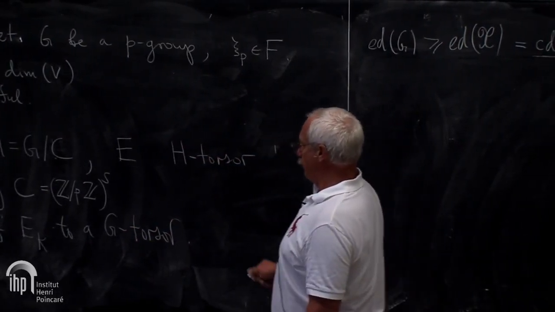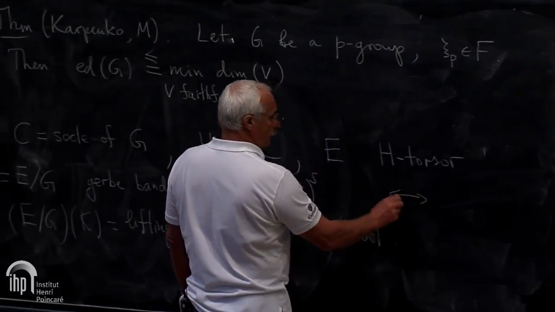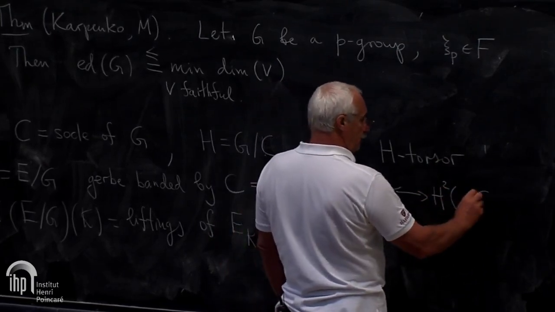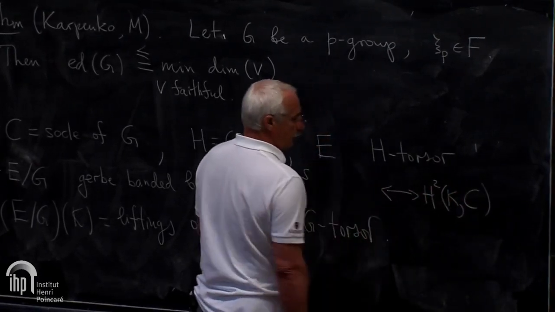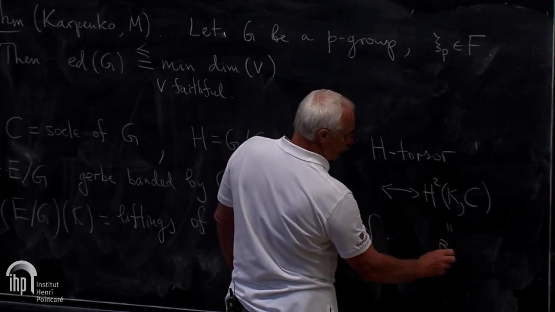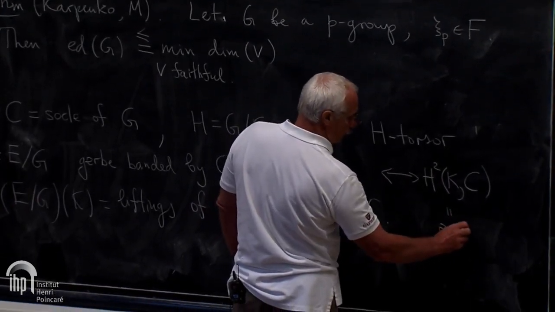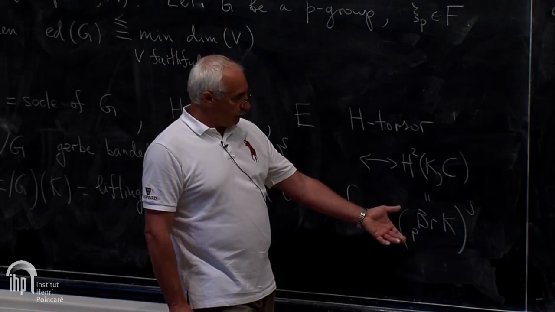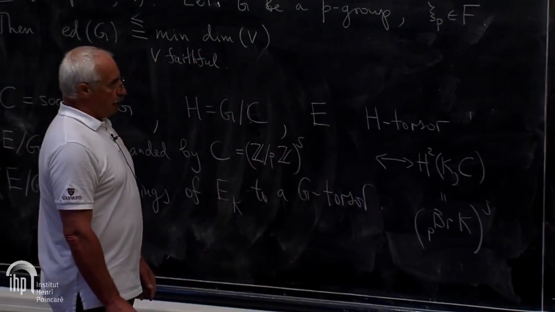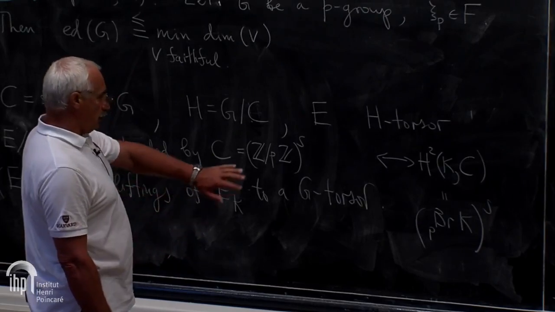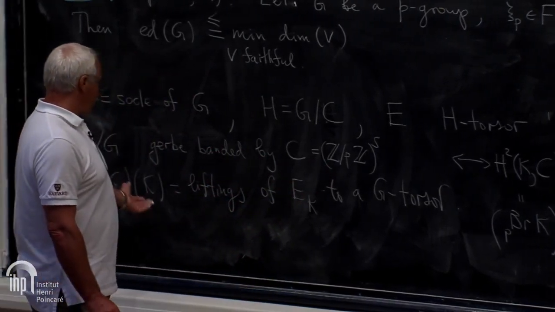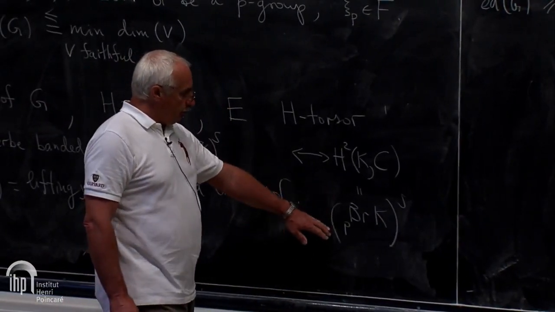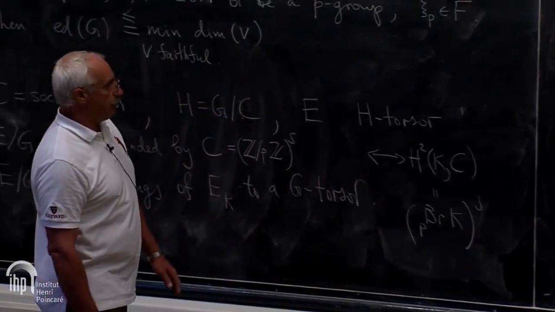Well, the gerbes are in one-to-one correspondence up to isomorphism to H2 of K with coefficients in C, which is the sum of s copies of the p part of the Brauer group of K. So a gerbe is given by a bunch of elements in the Brauer group of K. These elements are trivial if and only if the gerbe has a point over a field. So we get a bunch of central simple algebras associated to this gerbe.